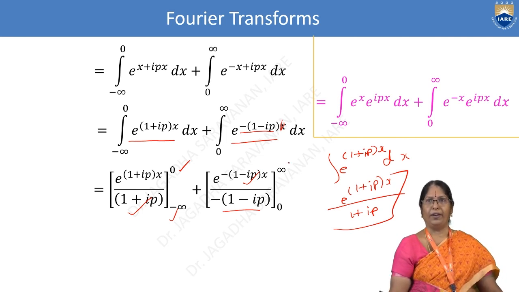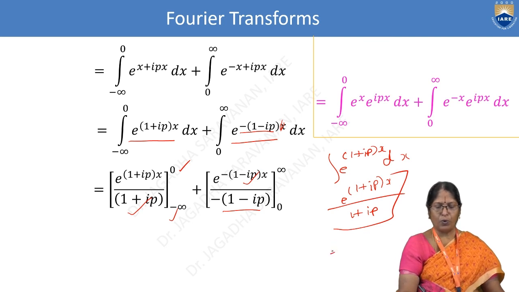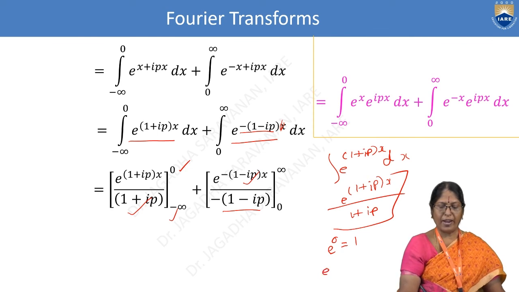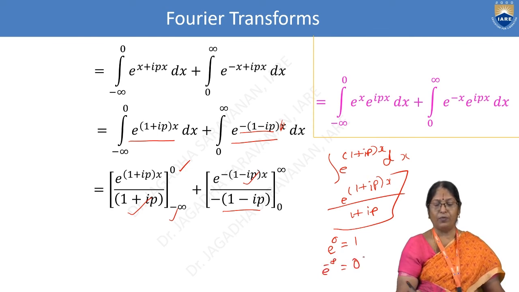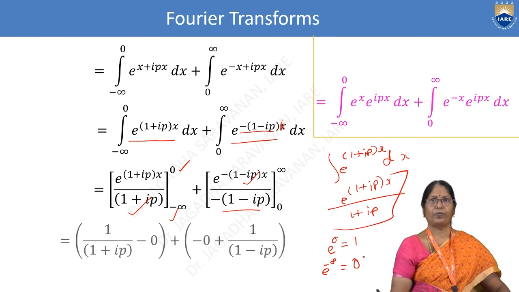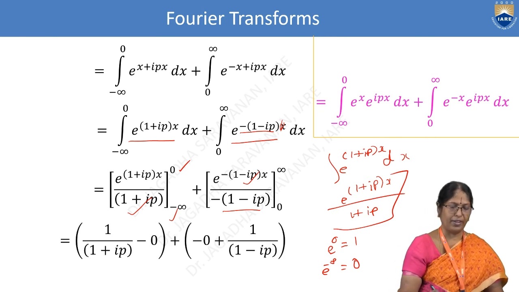0 to infinity. e power 0, the value we know is 1. e power minus infinity, the value is 0. Now we will apply it.